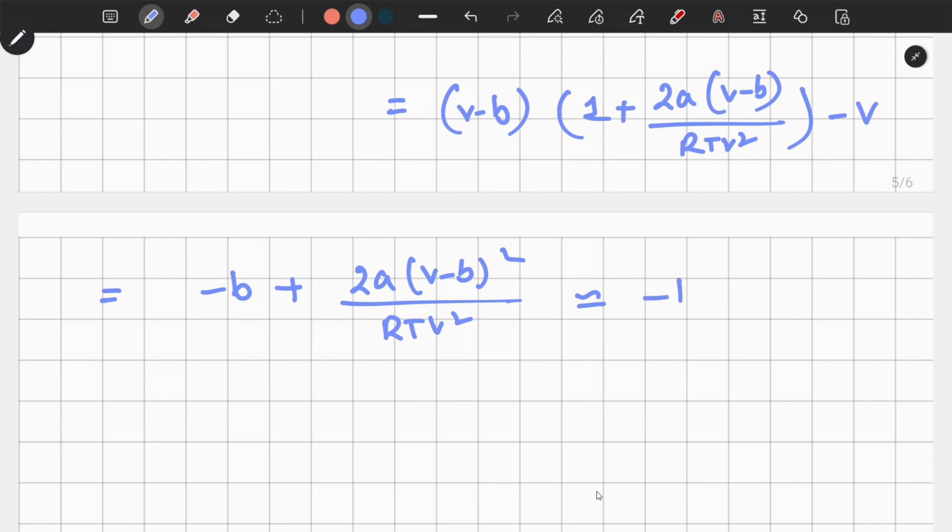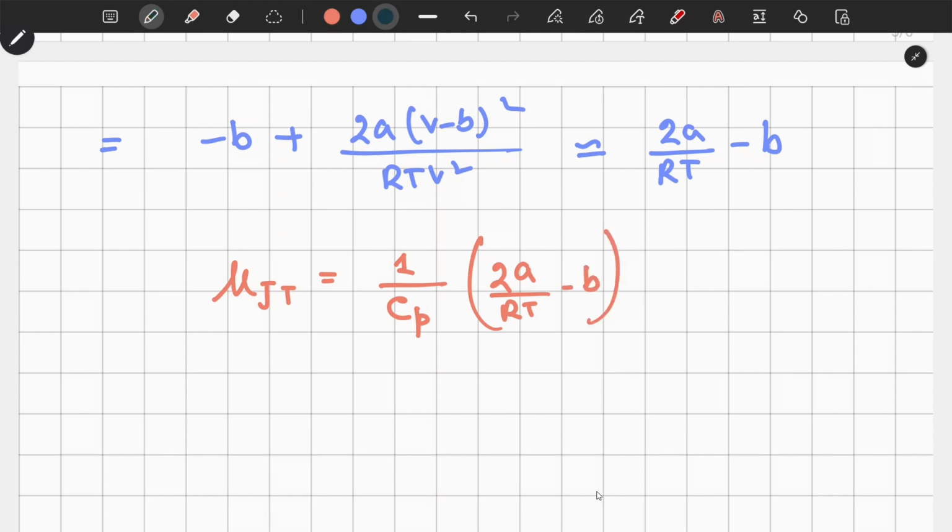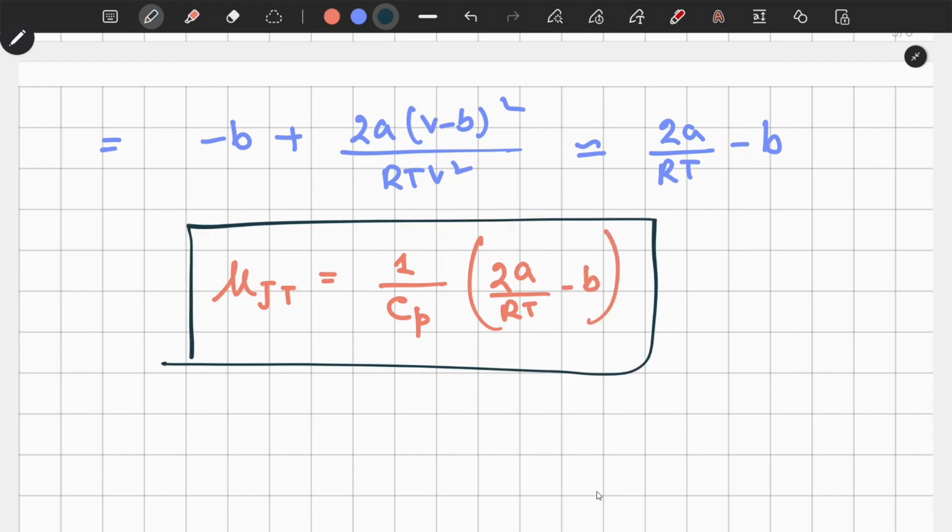And it can be written as minus B plus 2A by RT. So you see this expression is after a two, three approximation, it's not exact. So mu JT is eventually 1 by Cp times 2A by RT minus B. So this is our Joule-Thomson coefficient.